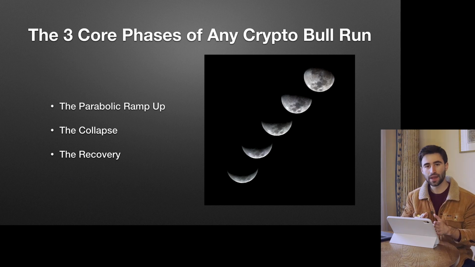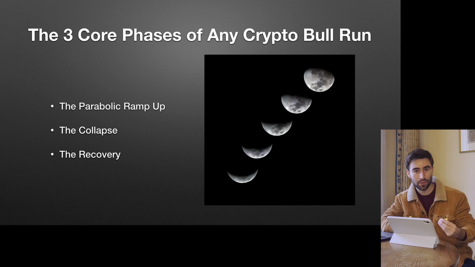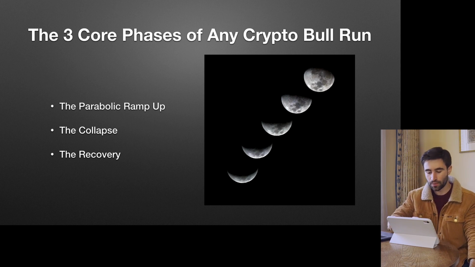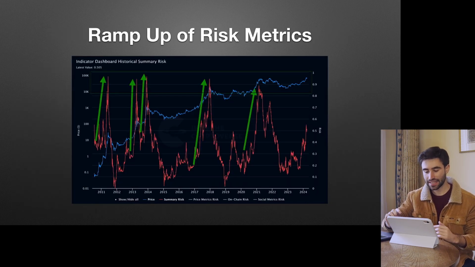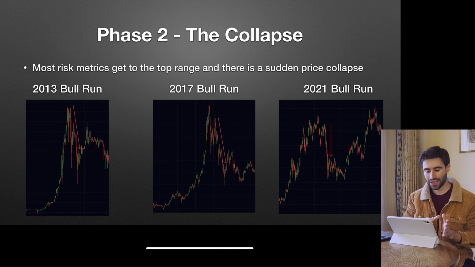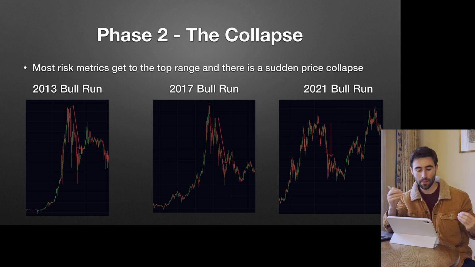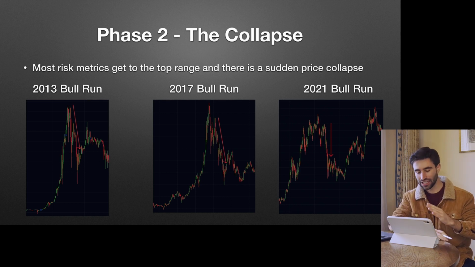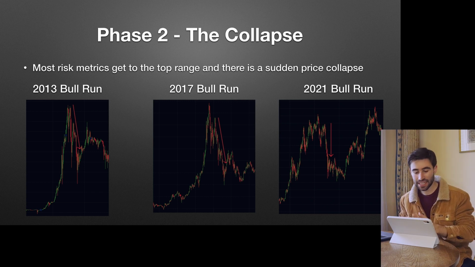So what are the three phases that happen every single time, and we know that we can predict, right? So the first one is the parabolic ramp up. So you have a parabolic ramp up until the risk metrics get into this top range. Then we have the collapse. So this is the macro collapse. This is the end of the parabolic ramp up, this is always an absolute wreckage. The most important thing that we can do in the crypto bull market is be out before this collapse. That's the most important thing.